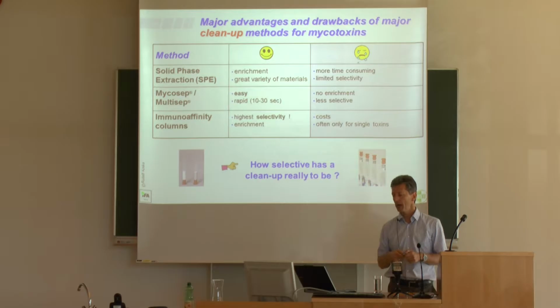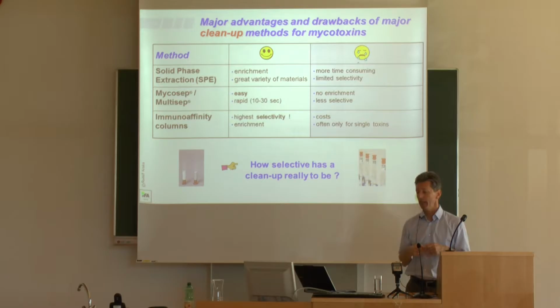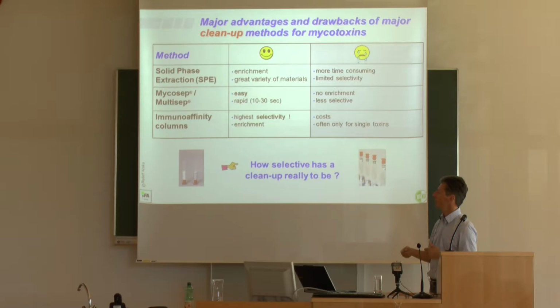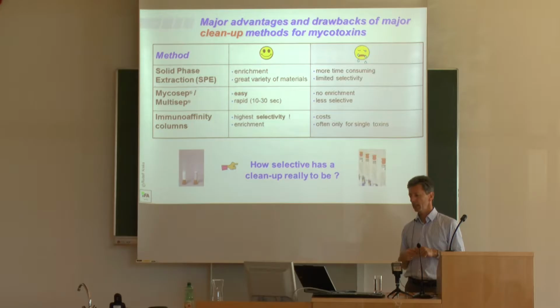On the other hand, it's more time consuming than other methods, and you've got this limited selectivity when compared, for instance, to immunoaffinity columns. Mycosep, or also Multisep columns, are really the easiest on the market. I would say they are very rapid. However, no enrichment is achieved, especially with the Mycosep columns, and they are less selective.